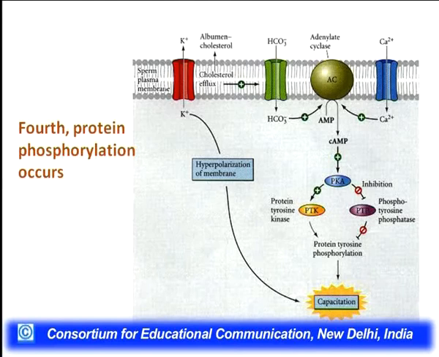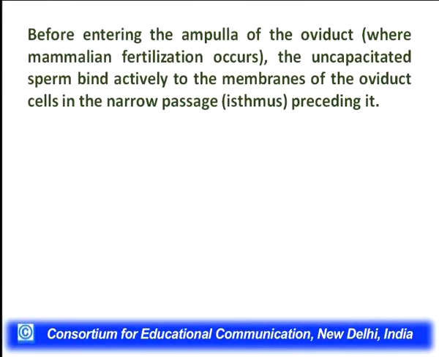All these molecular changes involved in the phenomenon of capacitation make the sperm much more capable of fusing with the ovum. And this happens only in the vicinity of the ovum and not along the oviduct or the female reproductive tract, so that a premature acrosomal reaction does not take place and does not harm the female reproductive system.